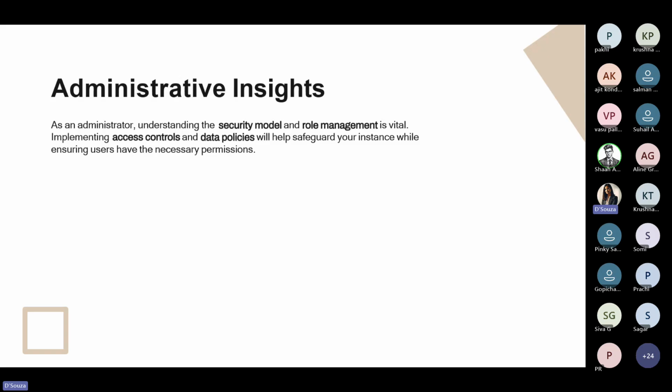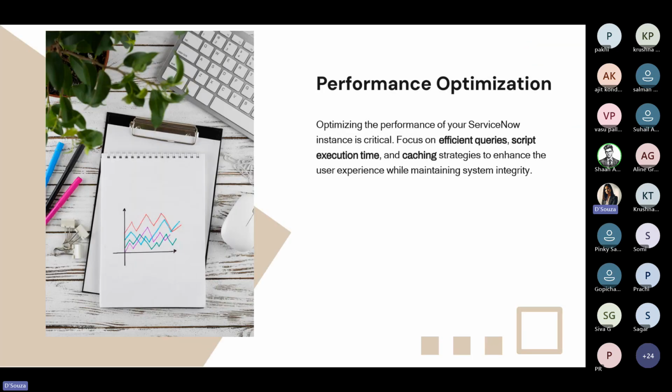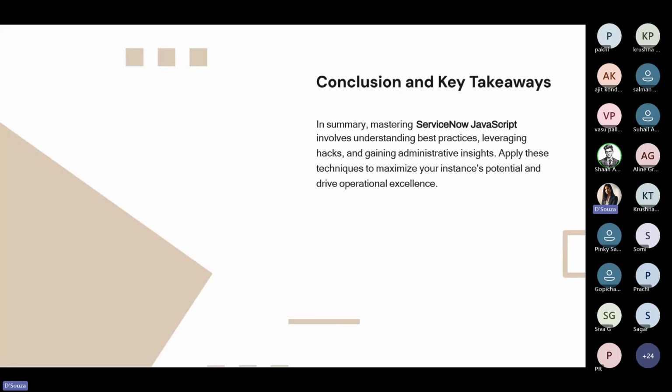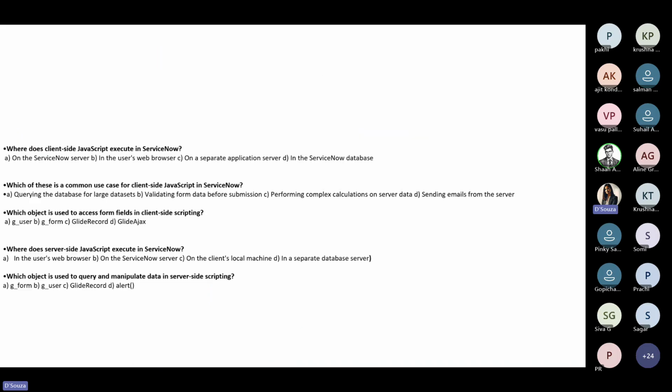Administrative insights: the role management, as I showed you. Based on the role, the access controls differ. Some people will be able to see the tables and some people will not. Performance optimization: you have to write the queries in an efficient way, so that script execution time gets reduced and there is less possibility of slowness of the instance. This involves understanding best practices, leveraging hacks, and gaining administrative insights to maximize your instance.